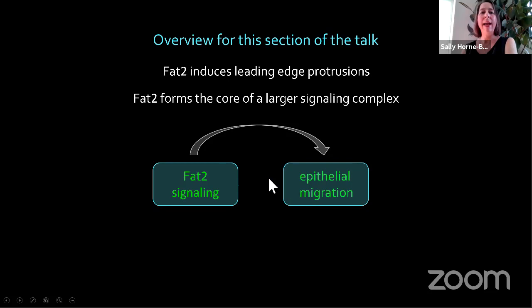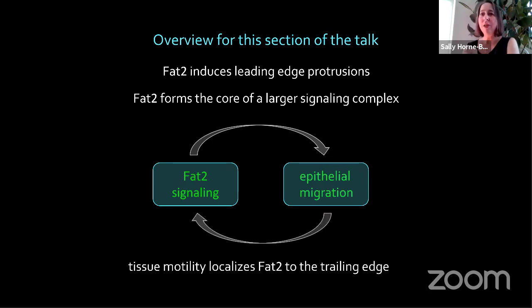So in that way, FAT2 promotes epithelial migration. But then I'm going to show you that epithelial migration also promotes FAT2 signaling by localizing this protein to the trailing edge of the cell. And then at the end, I'd like to speculate how this resulting positive feedback loop may actually be giving us insight into how you initially polarize this tissue for directed movement.